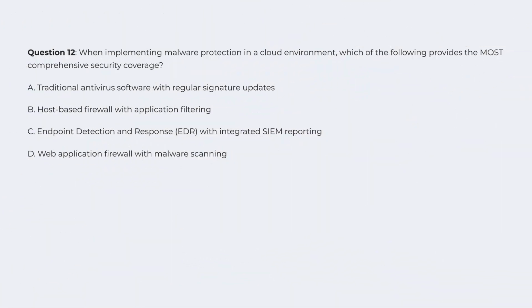Question 12. When implementing malware protection in a cloud environment, which of the following provides the most comprehensive security coverage? A. Traditional antivirus software with regular signature updates. B. Host-based firewall with application filtering. C. Endpoint detection and response, EDR, with integrated SIEM reporting. D. Web application firewall with malware scanning.